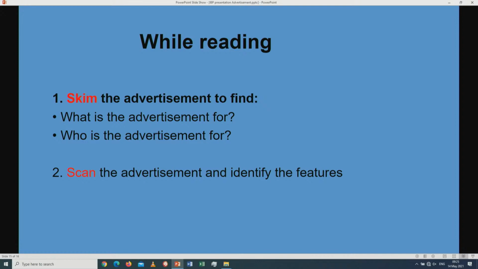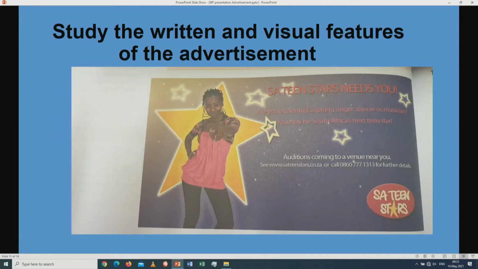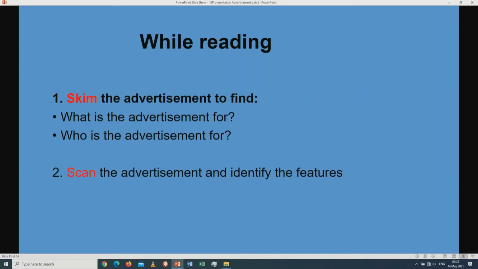Let's go to skim. What are we going to do now when we skim the advertisement? What is the advertisement for? Who is the advertisement for? Let's go back to the picture. Trying to answer those two questions. We're not going to answer the questions now. Remember, we are now on stage while read. Go back to the picture, to the while reading.